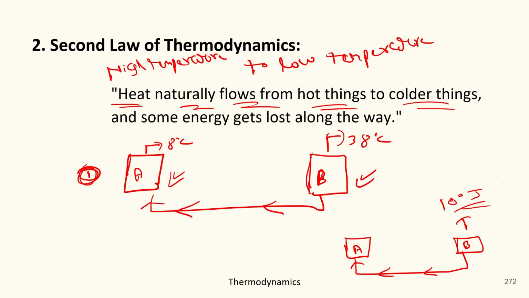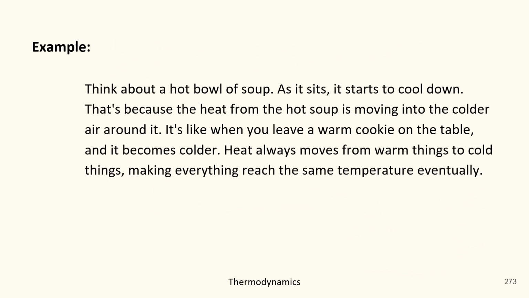So if the heat is getting transferred from B to A, then there should be a complete transfer of these 100 joules. But only 80 joules reaches there. Just only 80 joules reaches there. Why? Because some heat gets lost in the air while the movement is going on. So it is an example for the second statement as well. Got it? So now let's take another example.